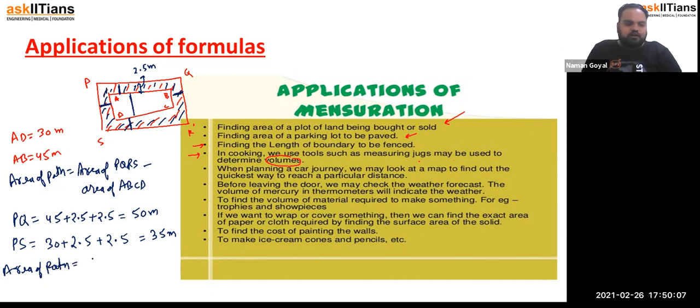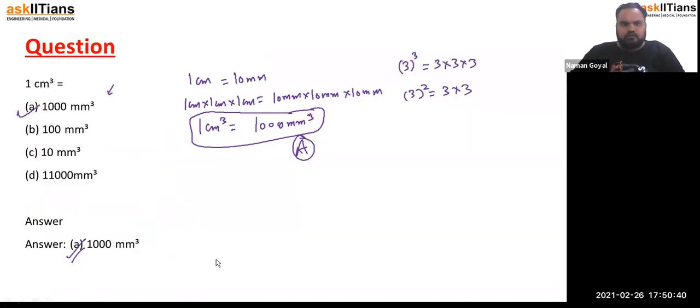So now area of path. Now for area of path, area of PQRS is what? PQ into PS minus AB into AD, right? Okay, now PQ, tell me what is the dimension of PQ? 50 into 35 minus 45 into 30. Isn't it? We don't have so much space, so we can write down the answer in next slide. Okay, so we are going to do that question in this part.